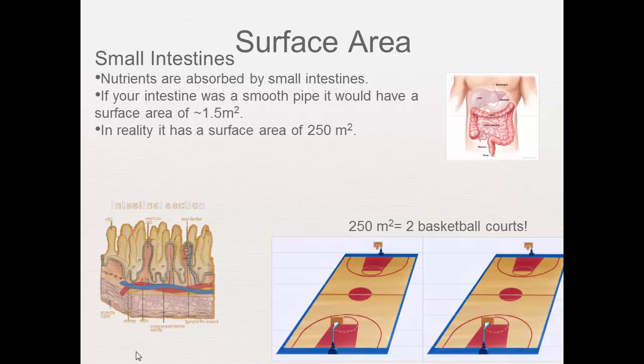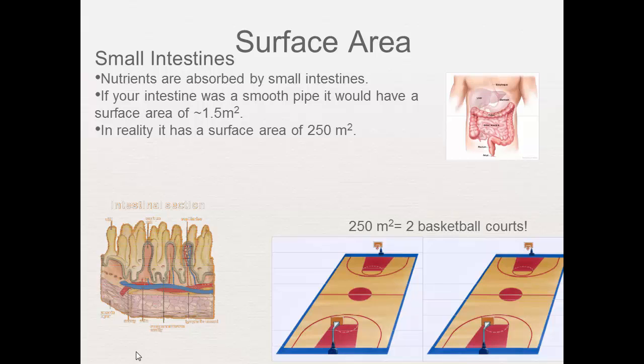But it's not smooth on the inside. It actually has all of these bumps and these ridges. These are called villi, and it goes up and down and up and down. So it has all of these villi on the inside, which increases its surface area by a huge amount.